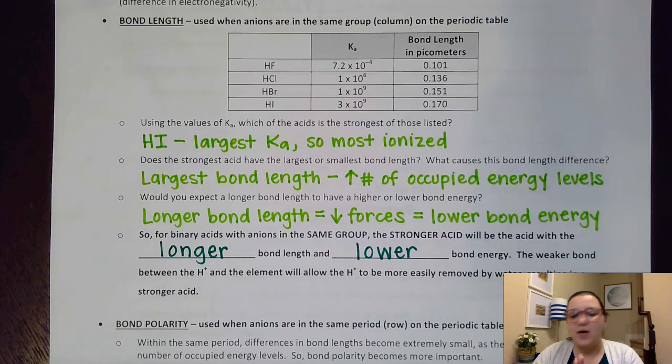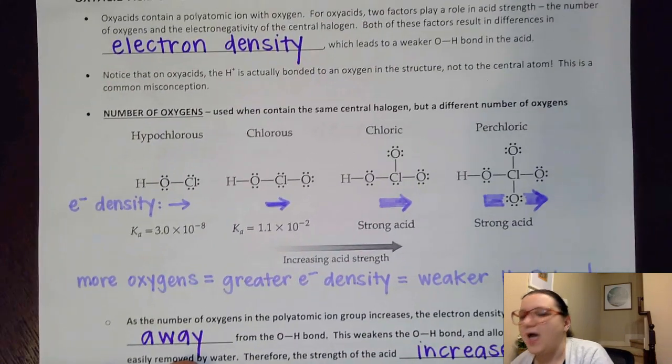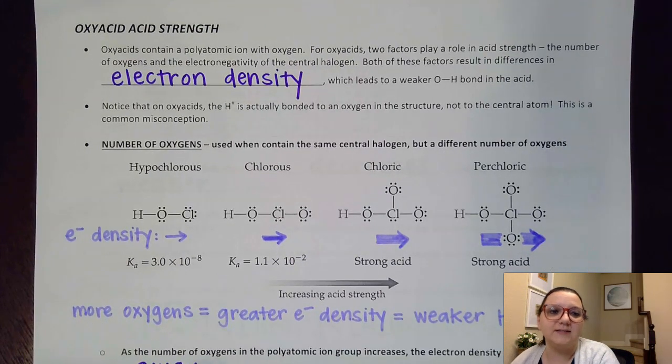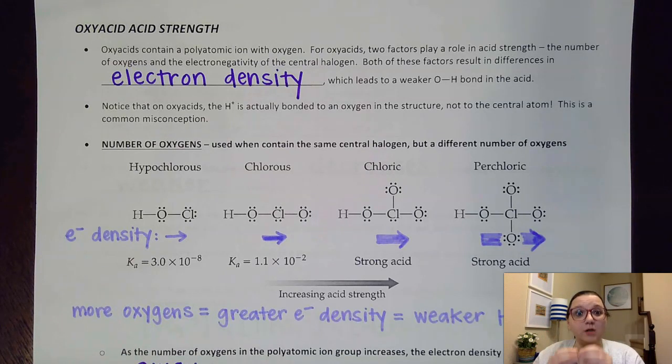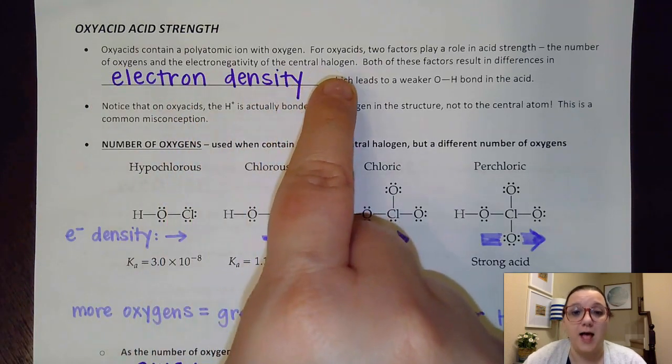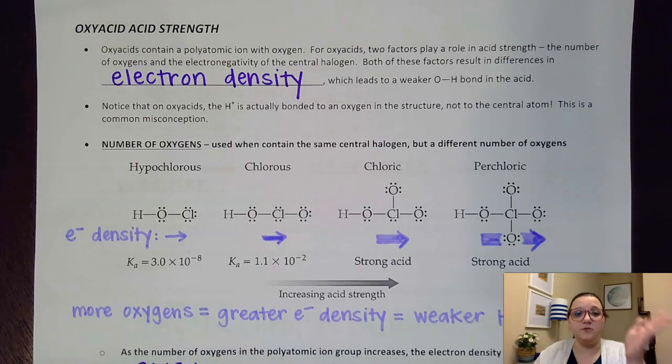All right, with that said, let's go ahead and flip the page and talk about oxyacids. Now, an oxyacid is an acid that has a polyatomic ion that contains oxygen in it. So we still have the hydrogen at the front, but now we have that polyatomic ion instead of just a singular element. And for oxyacids, there are two factors that play a role in the acid strength: either the number of oxygens or the electronegativity of the central halogen. So again, we'll have a special situation for each of those of when we consider which factor.